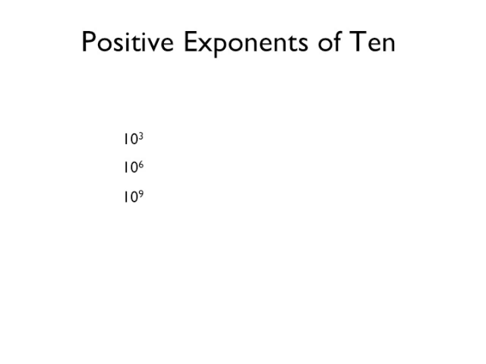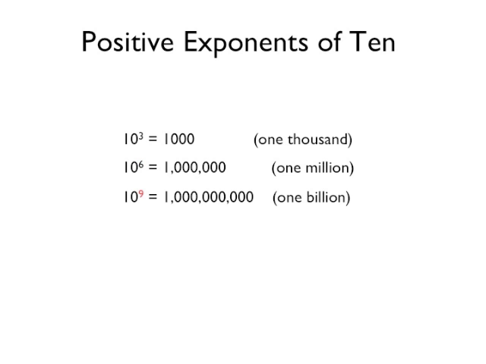Here are some useful positive powers of 10 to recognize. 10 to the 3rd is 1,000, 10 to the 6th is 1,000,000, and 10 to the 9th is 1,000,000,000. So positive exponents are pretty straightforward.